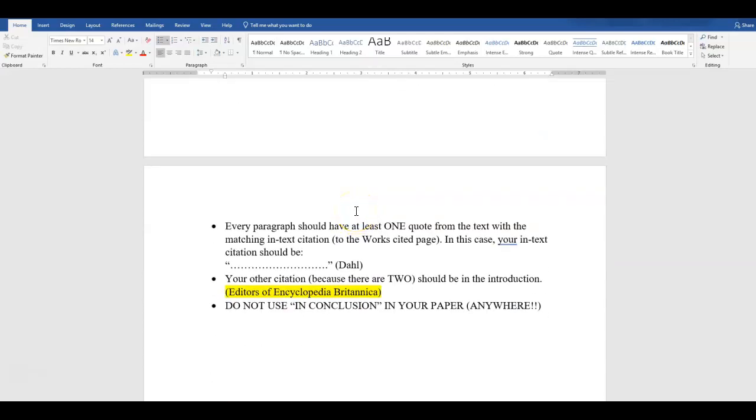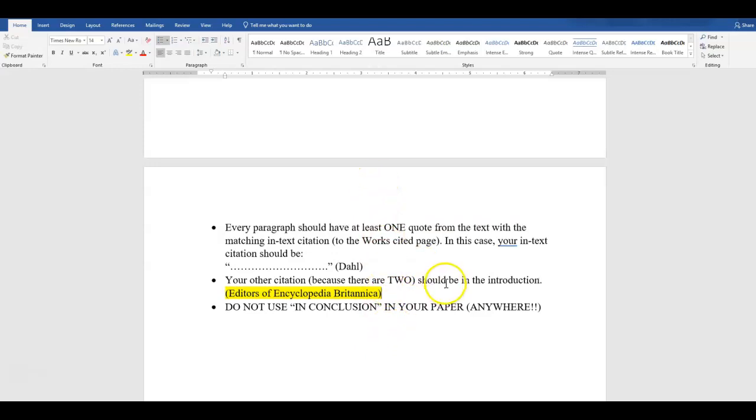Every paragraph should have at least one quote from the text with your matching in-text citations. Body paragraph 1, 2, and 3 should all have Dahl in the middle. And then in your introduction, you should have the editors of Encyclopedia Britannica in the middle of your introduction. And please, again, do not use in conclusion.